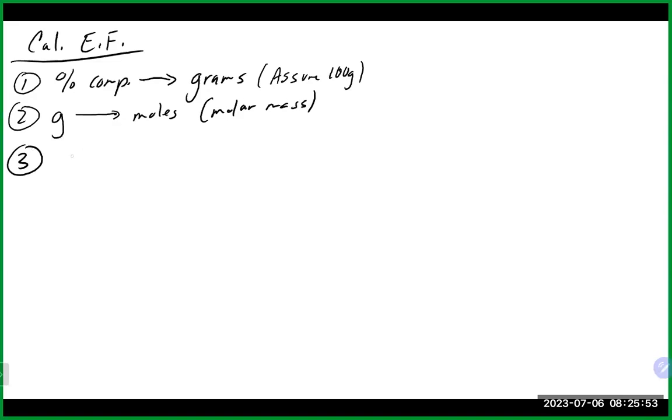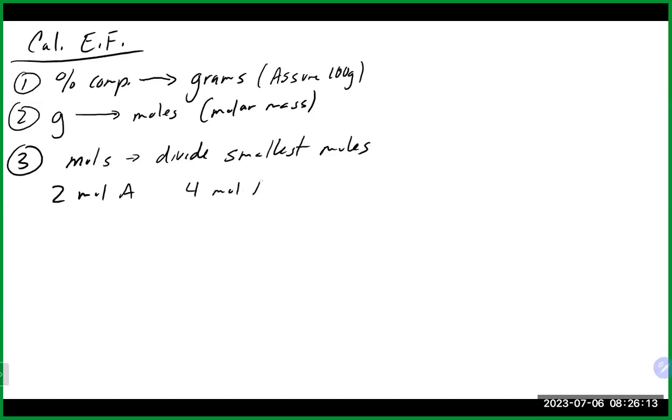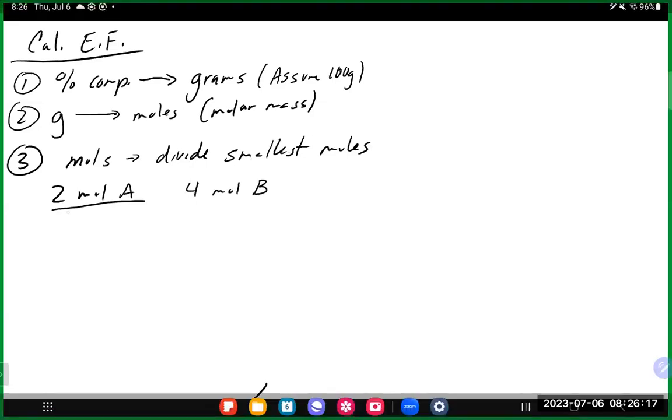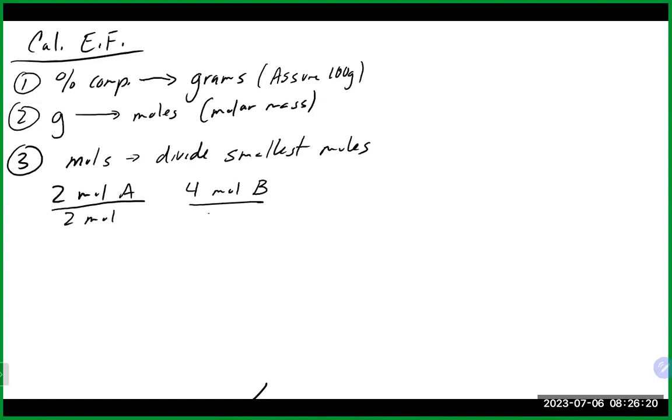Number 3 here is once you have everybody in moles, you then want to divide by the smallest moles. So if we did, for example, step number 2, and we got like 2 moles of A and 4 moles of B, in this case we would divide everybody in this made up example by the 2 moles of A. And that would give us 1 for A, and that would give us 2 for B. And if we did hit all whole numbers like that, or are pretty darn close to whole numbers, that would give us our empirical formula. So that would give us our empirical formula in this example, which would be AB2.